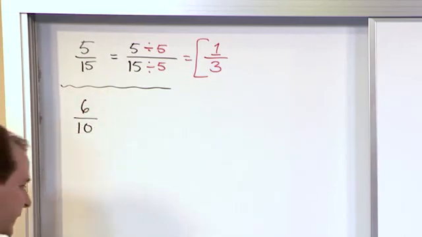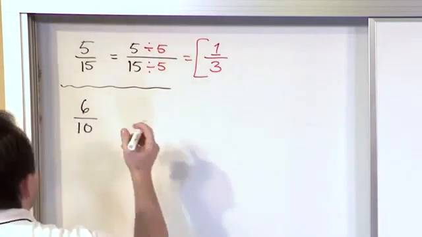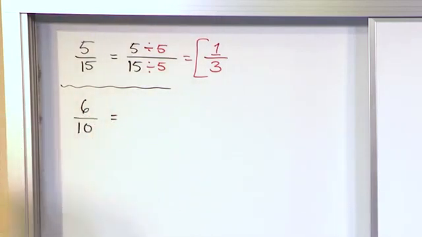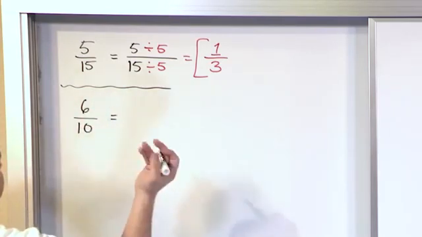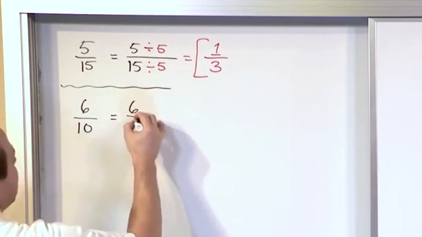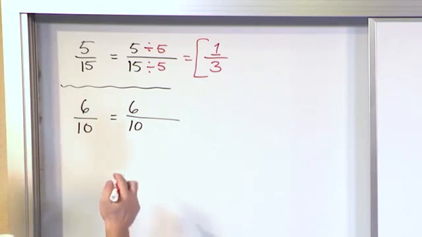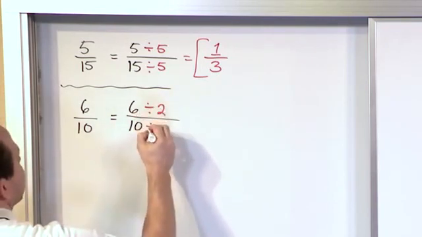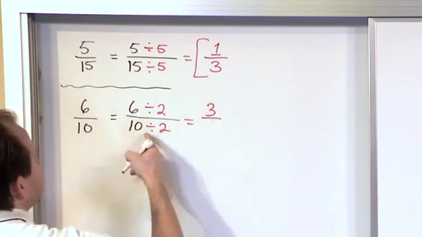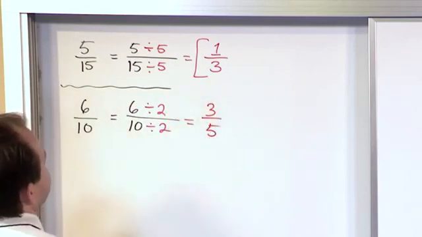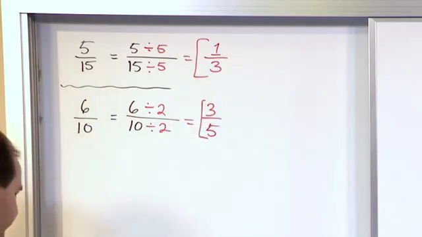6/10? Is this simplified? It's not simplified because I know I can divide both of them by 2 right away, and that's going to make it simpler. So let's do 6/10, and we'll divide the top by 2, and we'll divide the bottom by 2. 6 divided by 2 is 3. 10 divided by 2 is 5. So I have 3/5. And that's the final answer on that one.